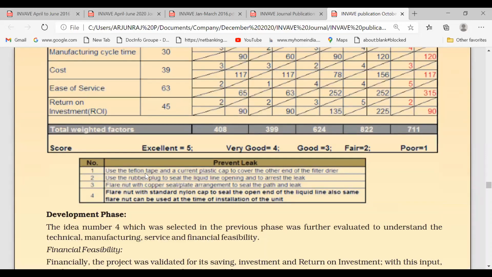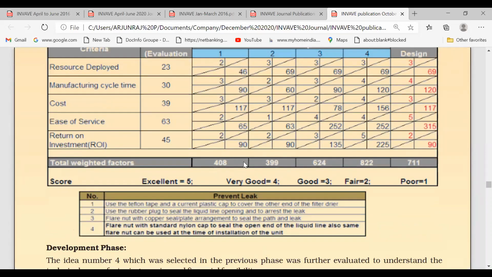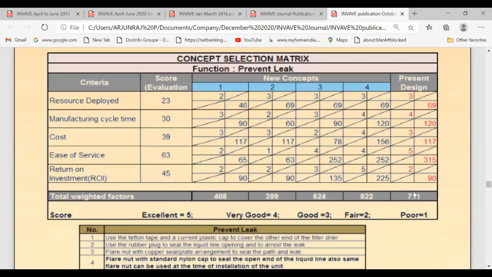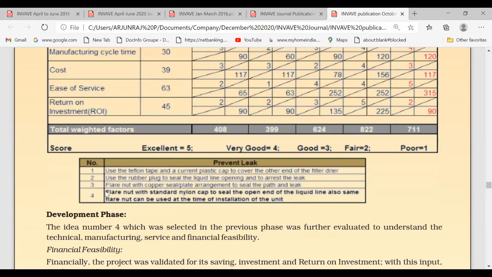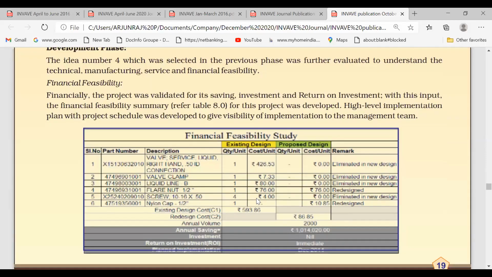The first idea is to use the Teflon tape and the current plastic cap to cover the other end of the dryer. So these are the four, and the one which is having more points you need to take. The one which is having more points is 822. Idea number four is more. So this is the idea: flare nut with standard nylon cap to seal the open end of the liquid line, same as the one used for installation at the time of a unit.